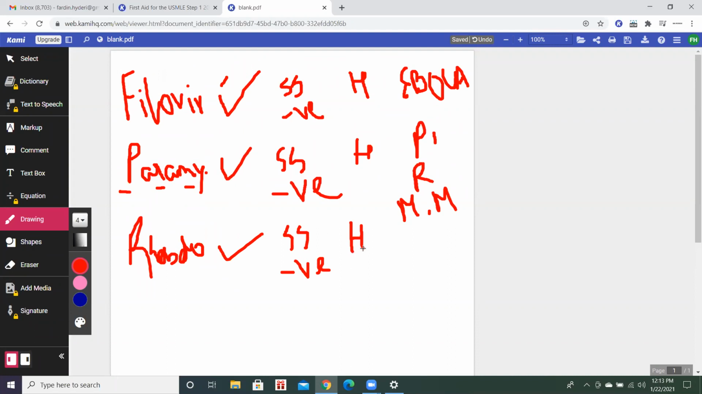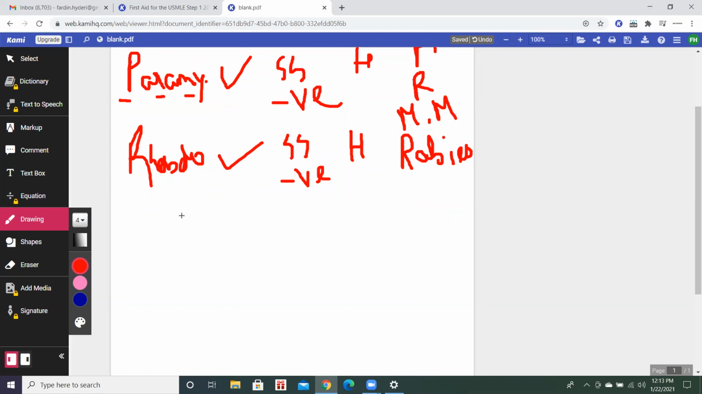Which virus is known as the rhabdovirus? Fast answers. This is a bullet-shaped virus. Rabies. It's a bullet-shaped virus. Okay. Rabies. Okay, next one. Next one is O, P-R-O.